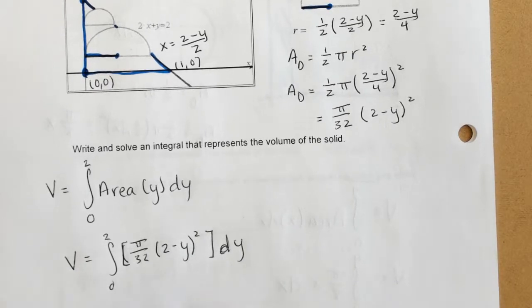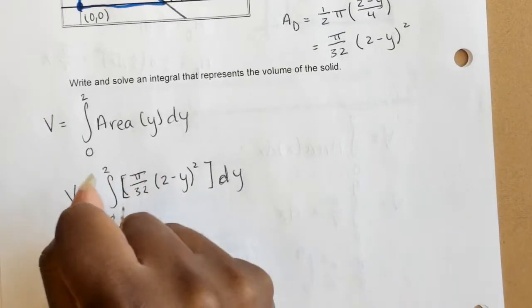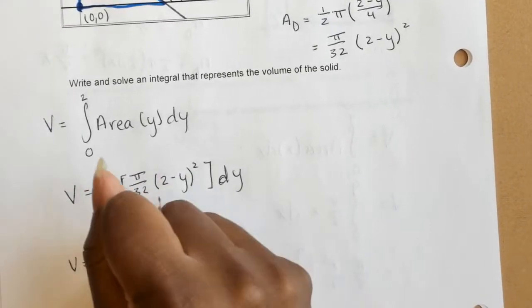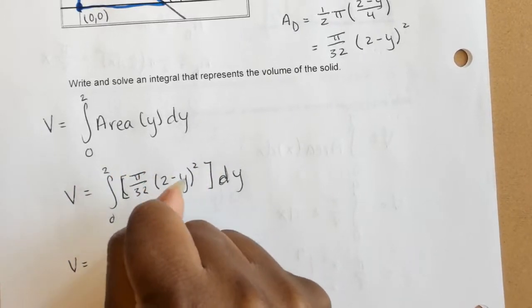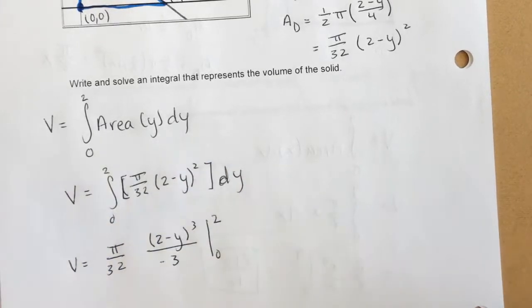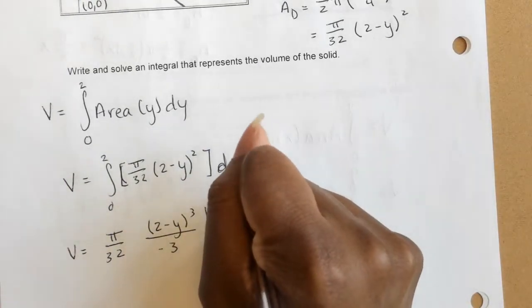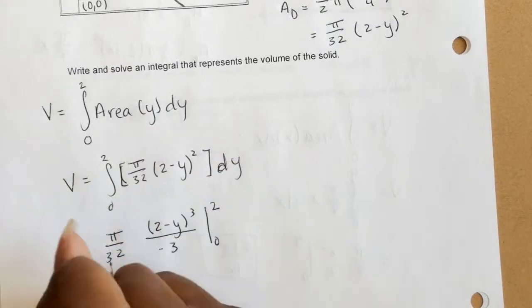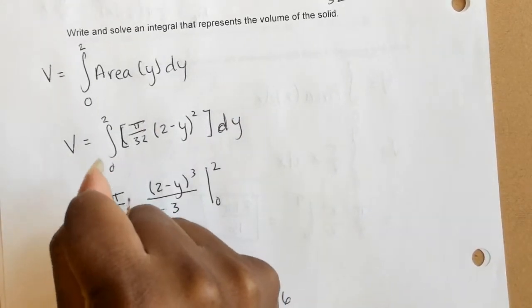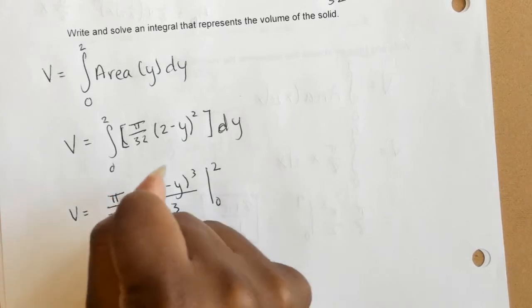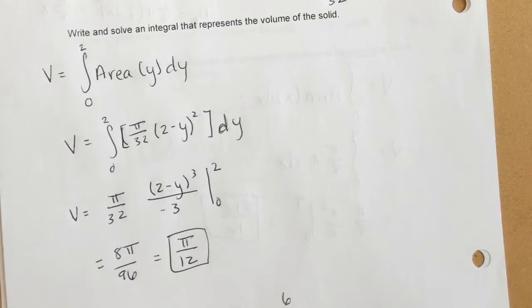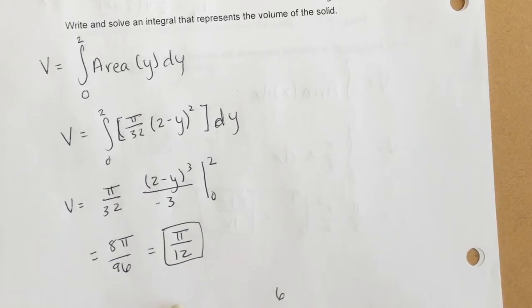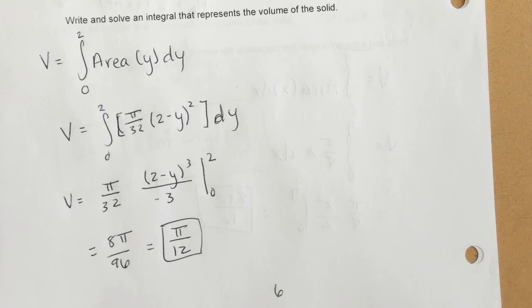If we integrate that, V is equal to pi over 32 times (2 minus y) cubed over -3, from 0 to 2, which is equal to 8 pi over 96, which is pi over 12. And that concludes part 1 of section 7.3.